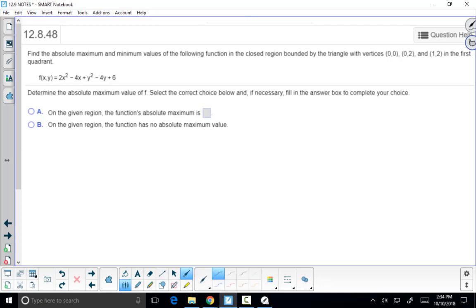All right, so we've got this function. It's defined on a triangle. So our triangle has these vertices, and let's just get a picture of this: (0, 0), (0, 2), and (1, 2). All right, so there's our triangle right there. Okay, we'll use the second partials test plus the boundary test separately.